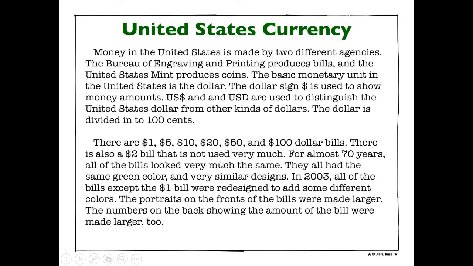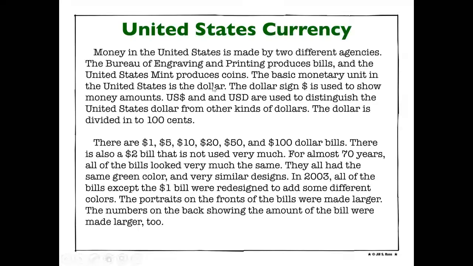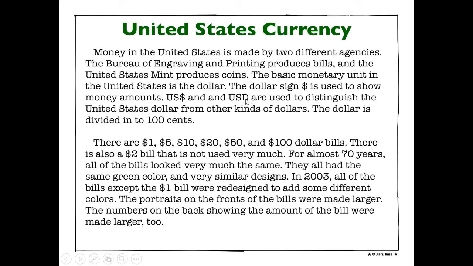The dollar sign, which is that S with a line through it, is used to show money amounts. US dollars and the USD, same thing, are used to distinguish the United States dollar from other kinds of dollars. As we're going to learn, there's other countries that have dollars. So a US with a dollar sign or a USD stands for United States. The dollar is divided into 100 cents, or 100 pennies equals $1.